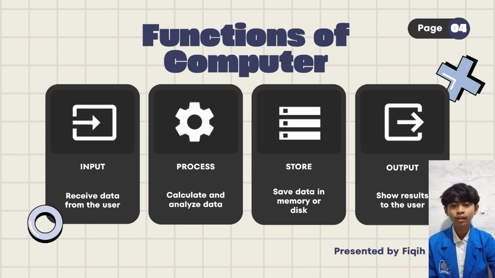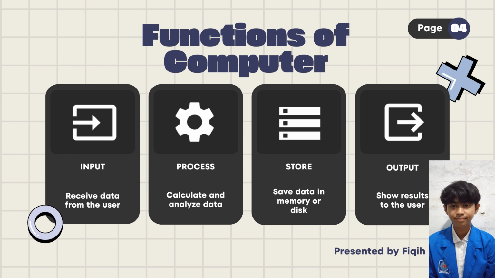Next, function of a computer. Now, a computer has four main functions. It starts with input. That's when data is given to the computer, like typing on a keyboard. Then comes process. The computer analyzes and calculates that data. After that, it can store the data, either temporarily or for the long term. And finally, output. The result gets displayed, like text showing up on a screen. Input, process, store, output. That's basically everything a computer does.